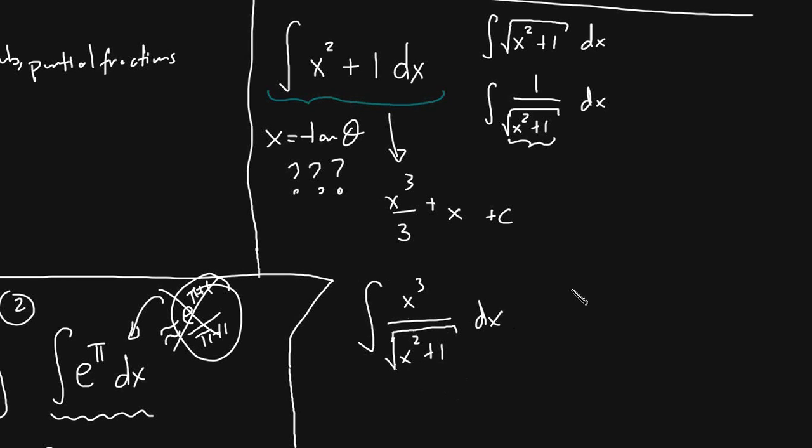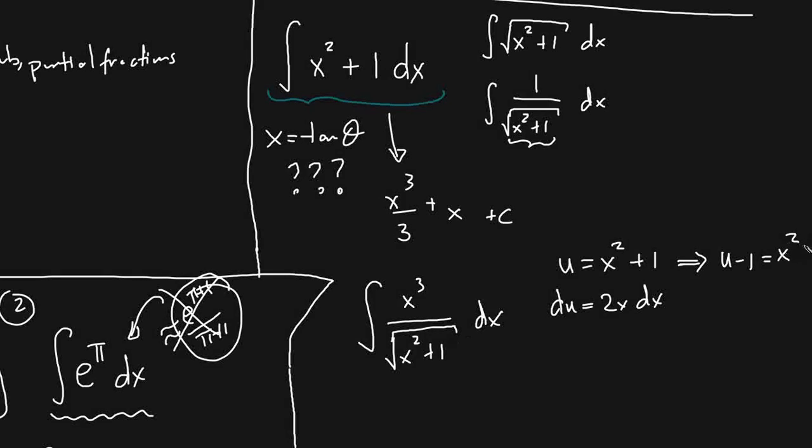This guy is a U substitution, and a problem like this sometimes doesn't make it into the U substitution section for whatever reason. But our U substitution, well, one of them could just be U equals x squared plus 1. Now we know that du is equal to 2x dx, but of course we have an x cubed up here, but we have a way of getting an x cubed out of this, which is u minus 1 is equal to x squared.